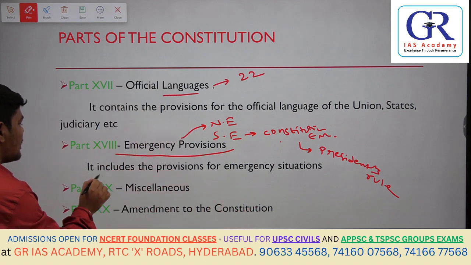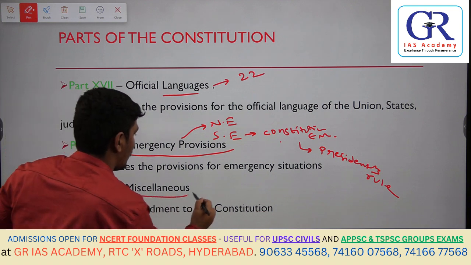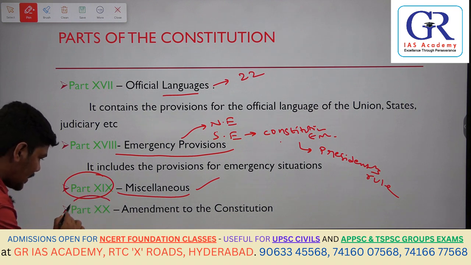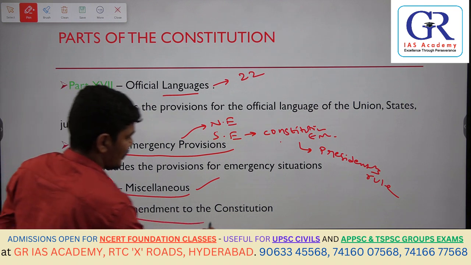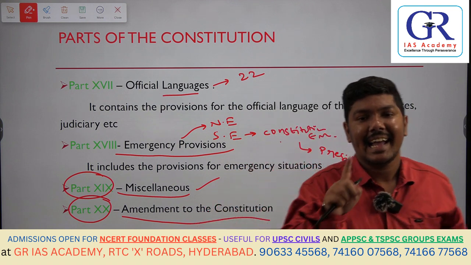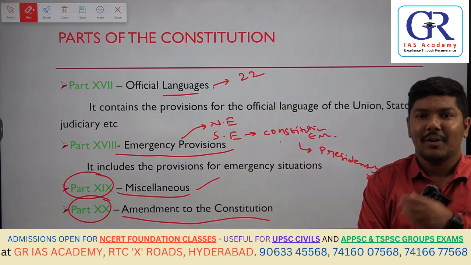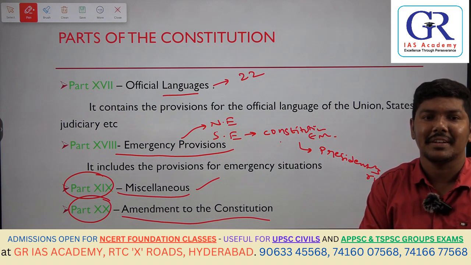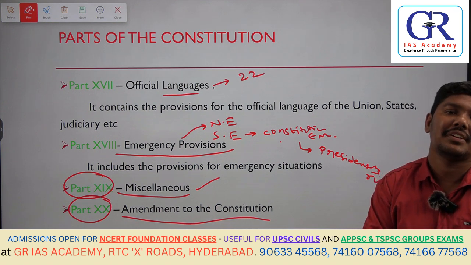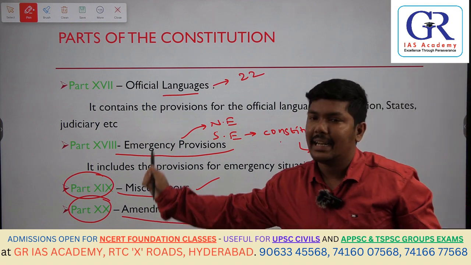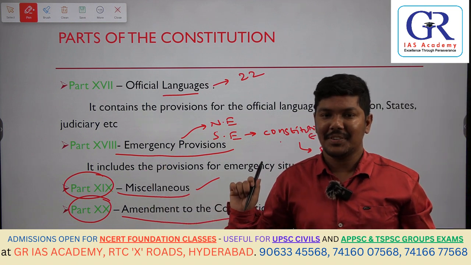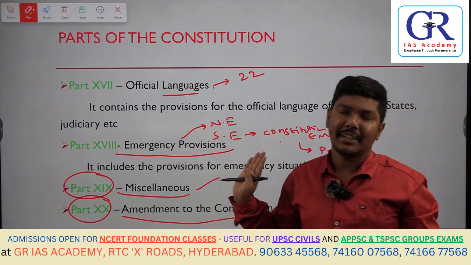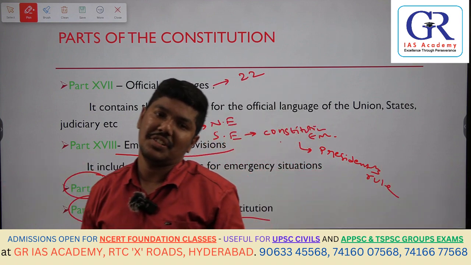Then there are some other miscellaneous provisions. Chota mota provisions are all given in the miscellaneous provisions. And the most important part: Amendment to the Constitution. What procedure has to be followed? What majority is required to amend the Constitution? Who has the power to amend the Constitution? Everything is detailed in Part 20 of the Constitution. Yes, there are two more parts which are temporary provisions. With that, it includes 22 parts of our Constitution.